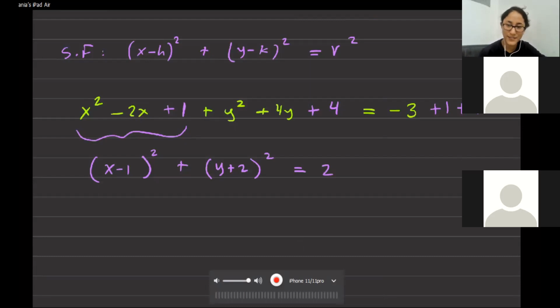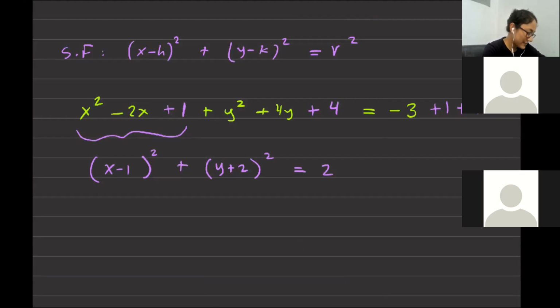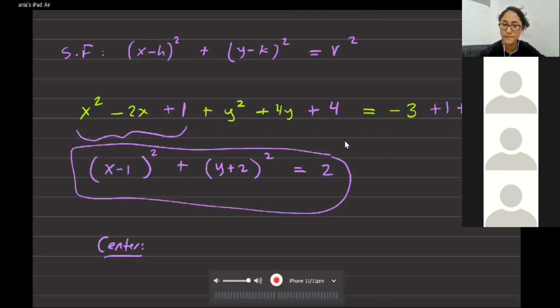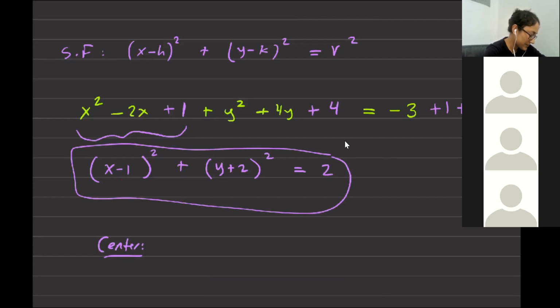So continuing on, this is the standard form of a circle. So now, who can tell us the center? Would it be 1, -2? So this is your h, this is your k. Well, k, because it's positive, you can write it as negative. So that would be -2 for k. So our x coordinate is 1, y coordinate is -2. That's the center.